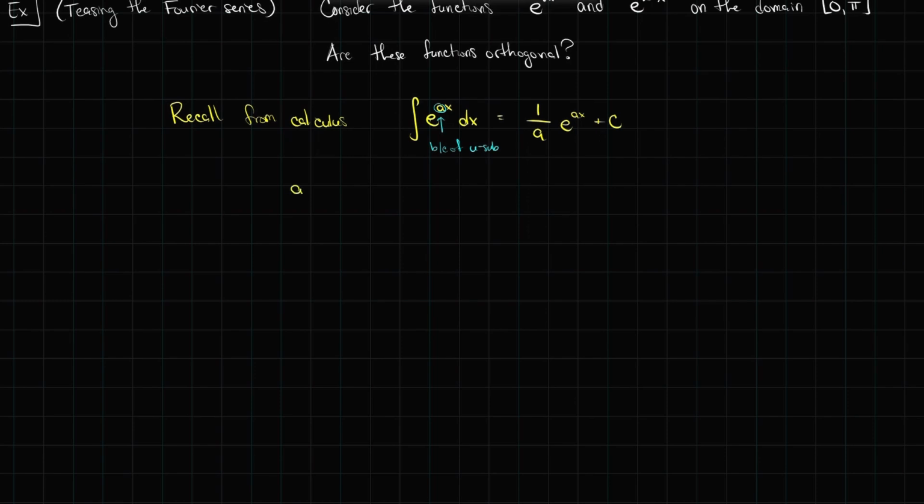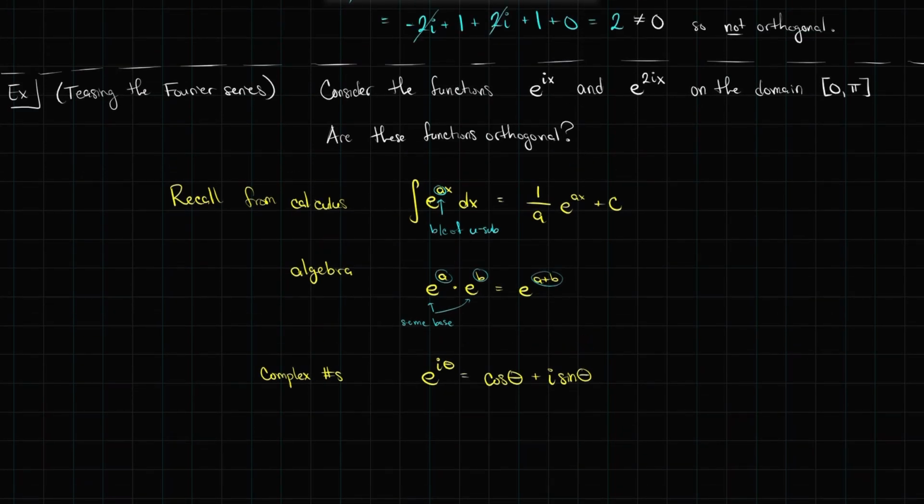And we'll recall maybe from algebra the property that e to the a times e to the b equals e to the a plus b. So you can add exponents together so long as you multiply with the same base. It's important that those are the same base. And we'll recall from complex numbers that e to the i theta equals cosine theta plus i sine theta. So these three properties are going to be necessary for us to test if the functions we care about are orthogonal. That's e to the ix and e to the 2ix on the domain 0 to pi.